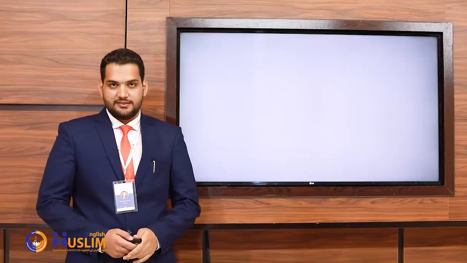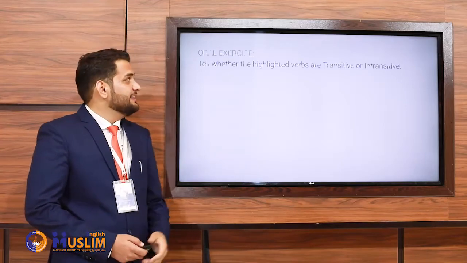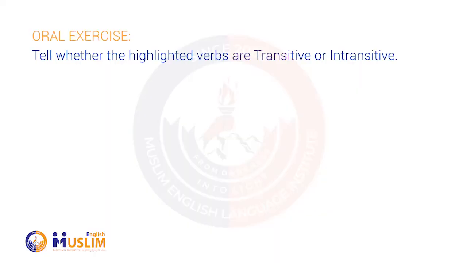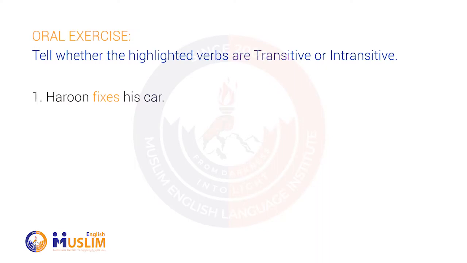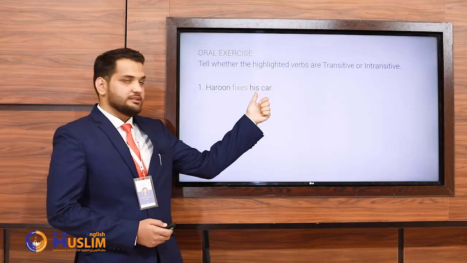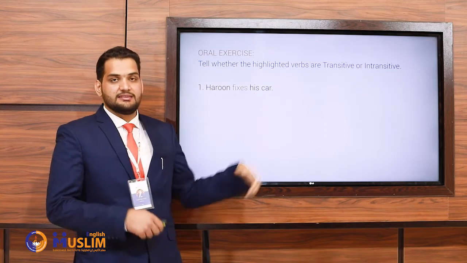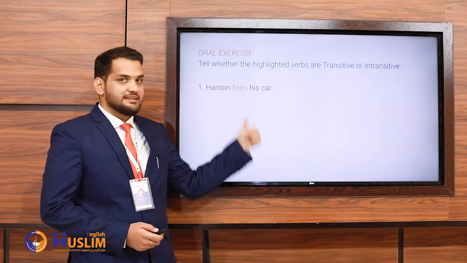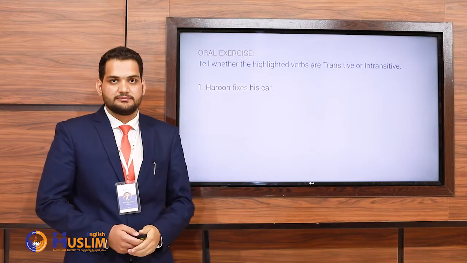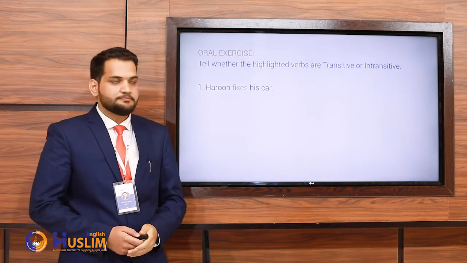Let's do an oral exercise. Tell whether the highlighted verbs are transitive or intransitive. Number 1, Harun fixes his car. Let me do it. His car is a direct object. It's answering the question what. So fixes is a transitive verb. Good luck with the rest of them.